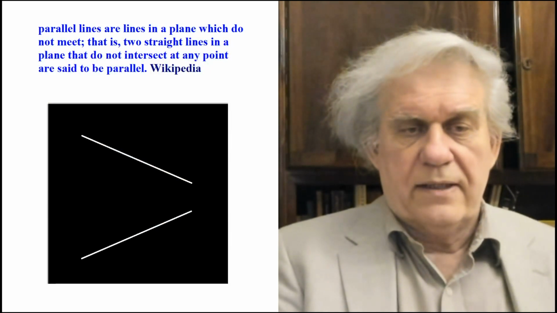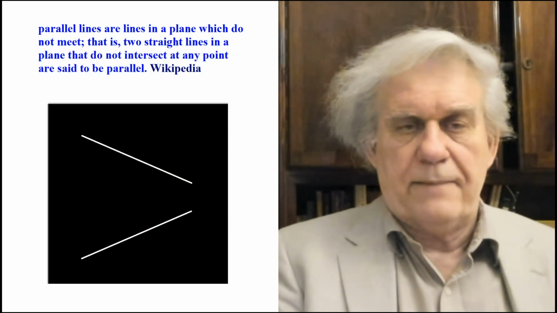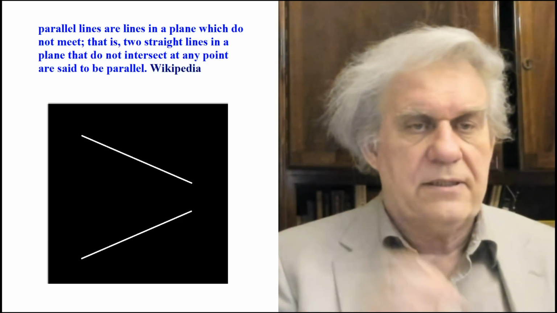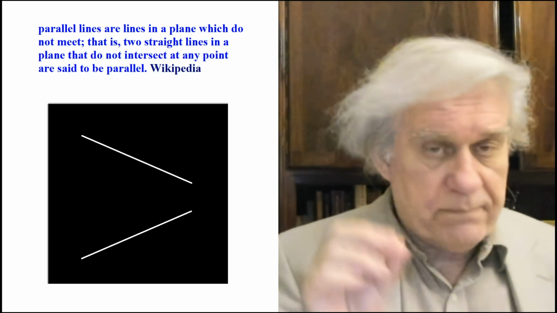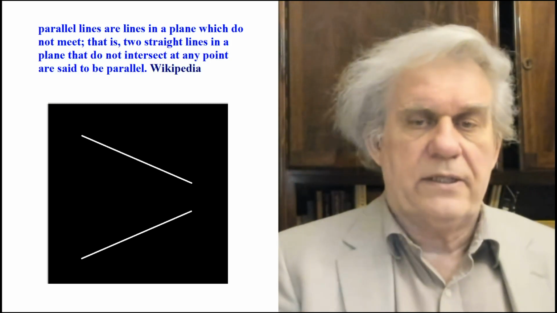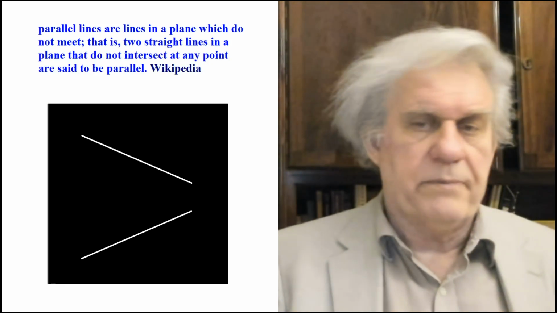Okay, what's the modern version of our parallel lines? Hopefully we improved on Euclid. I mean, after 3,000 years, you would think that, hey, we're beyond Euclid. Okay, let's find out. And this is the definition we have today out there. It says parallel lines are lines in a plane which do not meet. That is, two straight lines in a plane that do not intersect at any point are said to be parallel. That's in Wikipedia, and you'll find it everywhere. It's not only in the Wikipedia.